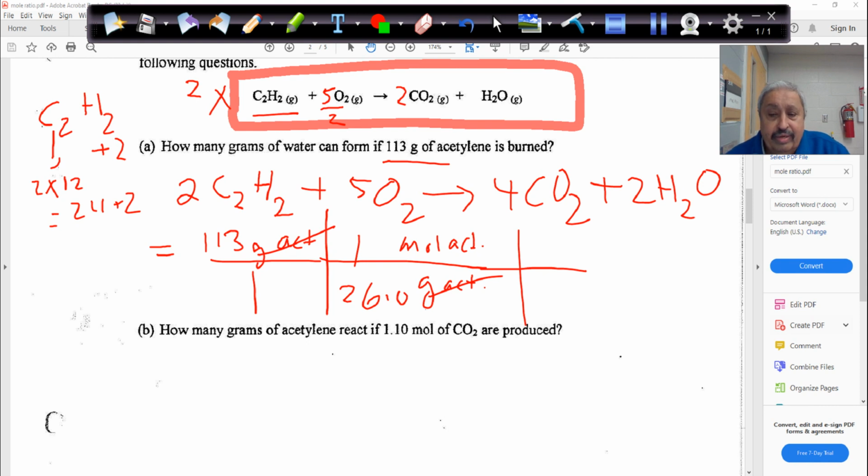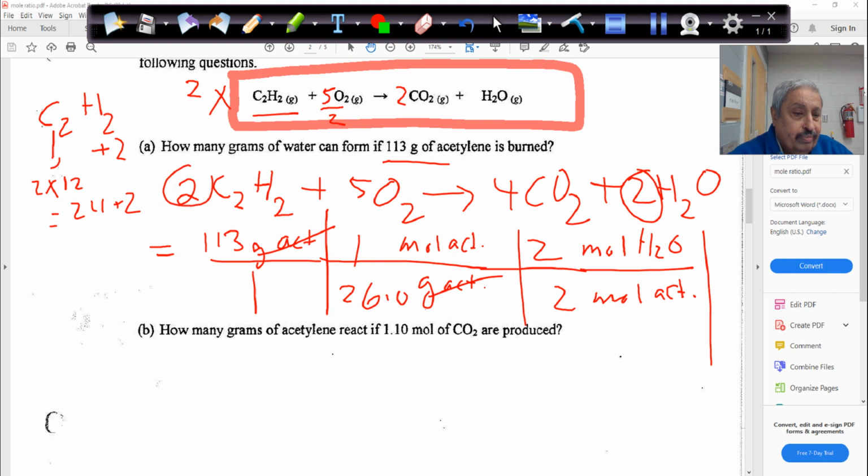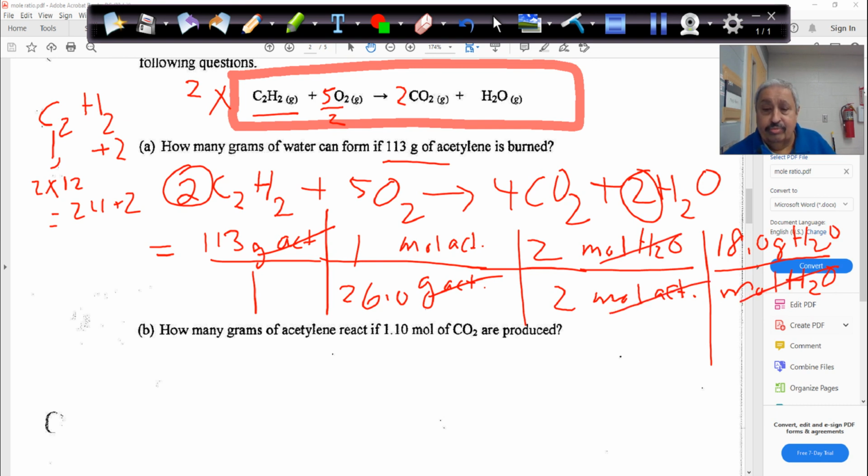I need H2O. So I say mole of H2O to mole of acetylene. So from the equation, I have 2 moles of H2O to 2 moles of what? Acetylene. 2 to 2. Correct? Then the last step is the molar mass of H2O, which is 18. 1 oxygen is 16, 2 hydrogen, 16 plus 2, 18. I need the grams of H2O, so 18.0 gram H2O per mole H2O. So mole H2O with mole H2O cancels out. Mole acetylene with mole acetylene cancels out.